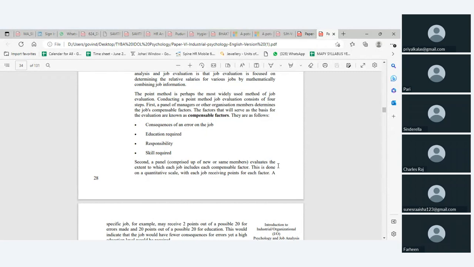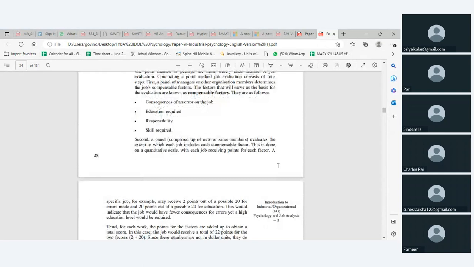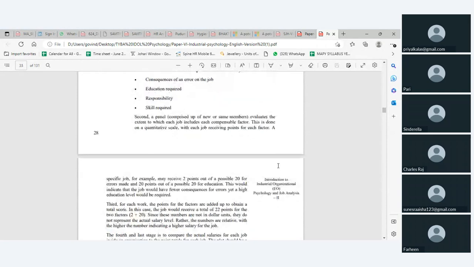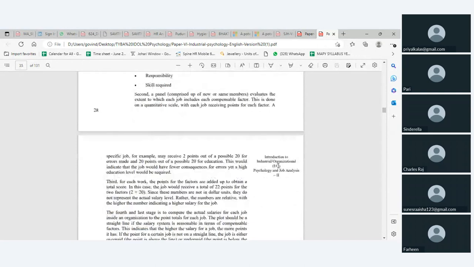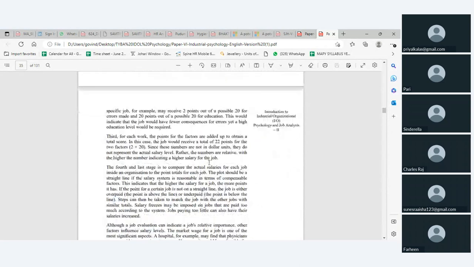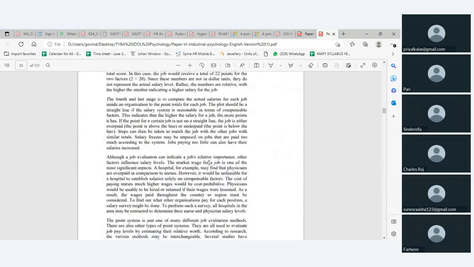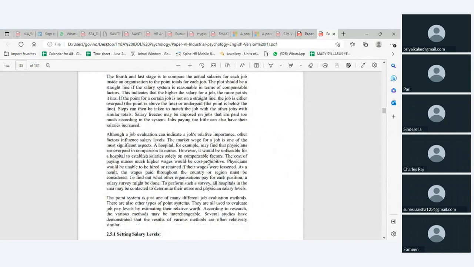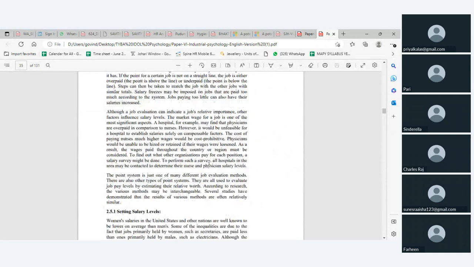And on the basis of that, compensation is decided. This is done by a panel. The first panel does this, and the second panel again does this on a quantitative scale. Each component has to be divided into points, and on the basis of those points, they will finally do an evaluation and come to a final conclusion on how much the person should get. Now if you read the text, you will get more examples, like doctor, hospital, physician, nurses. On these examples, you can do that.